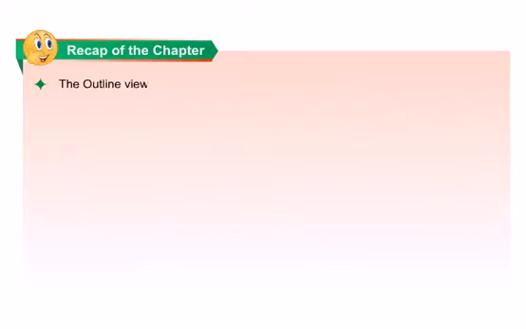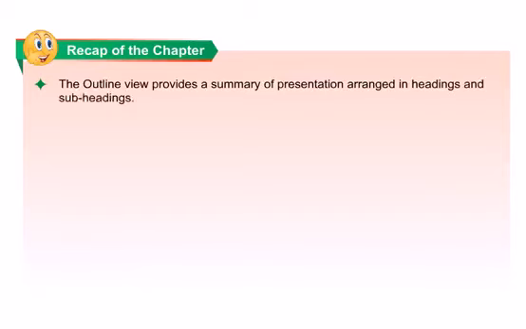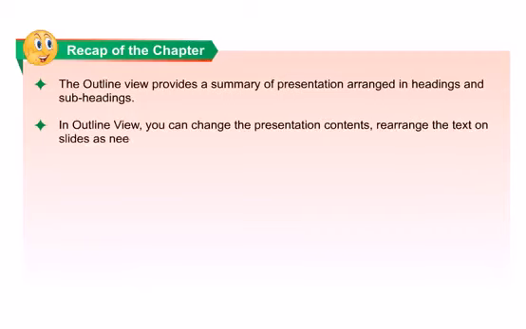The outline view provides a summary of presentation arranged in headings and subheadings. In outline view, you can change the presentation contents, rearrange the text on slides as needed, and hide or display text levels.